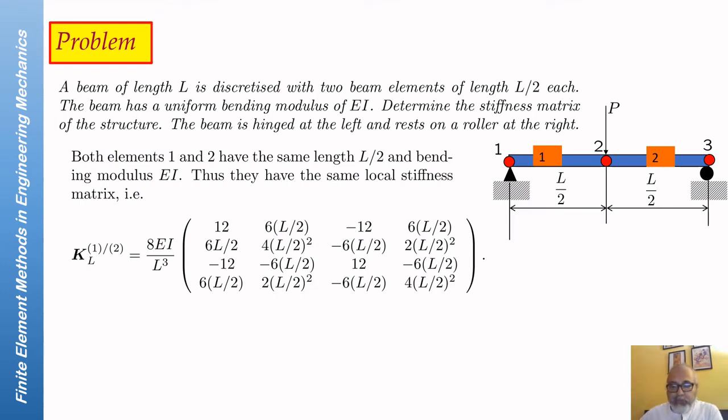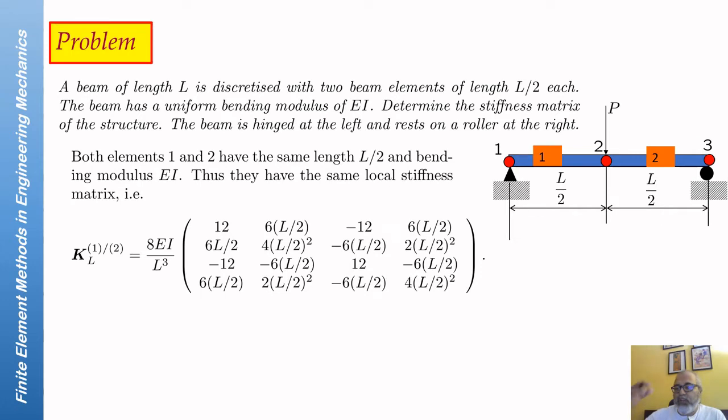This is the first problem that we are going to do. Now we have a long beam which is made up of two identical beam elements of length L by 2. Both have modulus EI, and I have numbered them as 1 for the left element and 2 for the right element. So they are exactly identical and also oriented along the same axis.